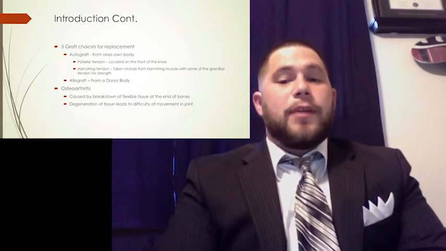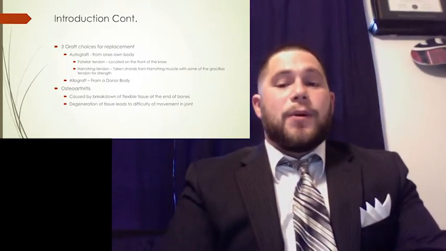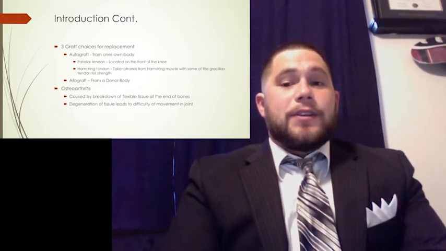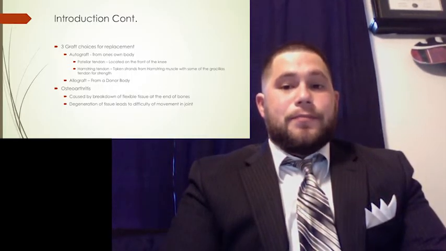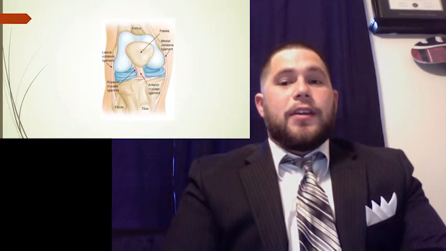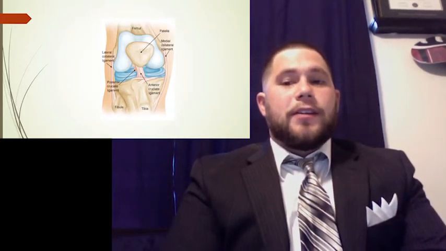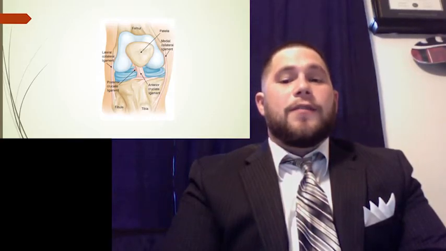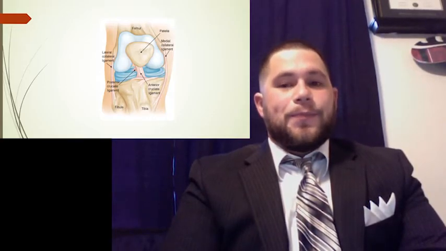Osteoarthritis is caused by the breakdown of flexible tissue at the end of bones. Its degeneration of tissue leads to difficulty in movement in the joint. Here I have pictured the knee area that shows where the patella is, the ACL ligament itself, as well as the femur above and the fibula and tibia below.